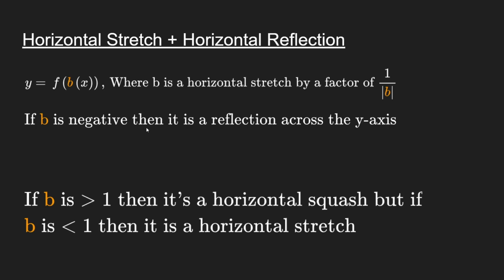If you haven't already, watch that one. So if b is greater than 1, then it is a horizontal squash, but if b is less than 1, then it is a horizontal stretch. So if this b value inside here is greater than 1, that means you're going to be sort of compressing your function inward. But if b is less than 1, then you're kind of doing the opposite. You're stretching your function outward.